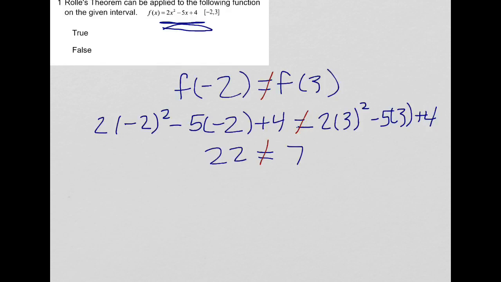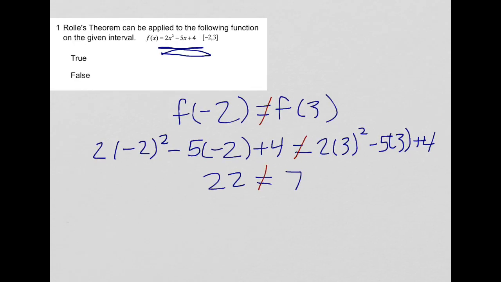So the conditions, is it continuous? Yes. Is it differentiable? Yes. But are the endpoints equal? The answer is no. So therefore, it does not meet the conditions. So could there be a tangent of 0 between negative 2 and 3? Yes, absolutely. But there does not have to be.